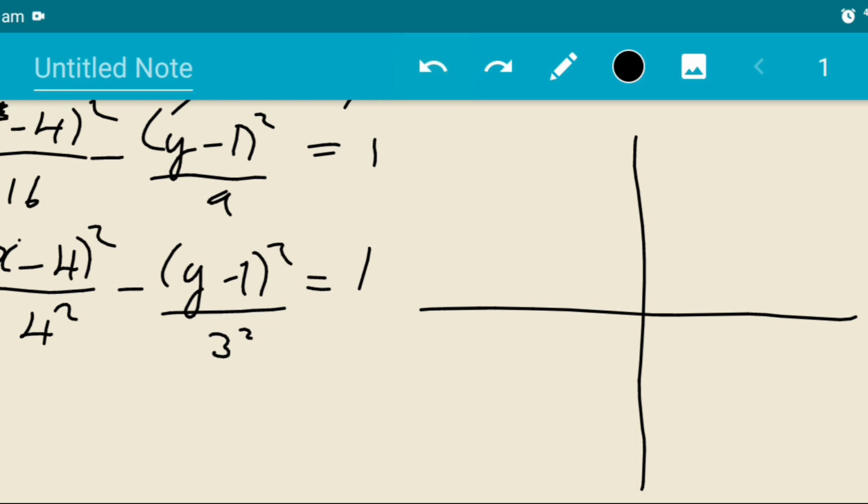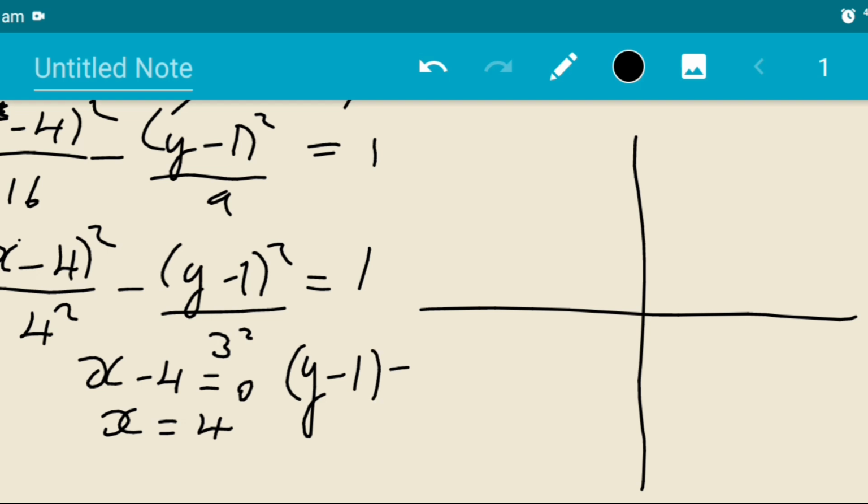To 0. So this here is x minus 4 should be equal to 0. Now x would be equal to 4, because this 4 goes to the other side. So we do the same for y. This here is y minus 1 should be equal to 0. Okay, so y should be equal to 1, because this 1 goes to the other side.